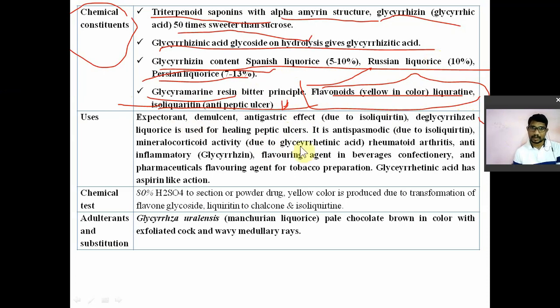And Persian licorice has the highest amount of glycyrrhizin. Glycyrrhizin or glycyrrhizic acid is 50 times sweeter than sucrose. These are the important chemical constituents.